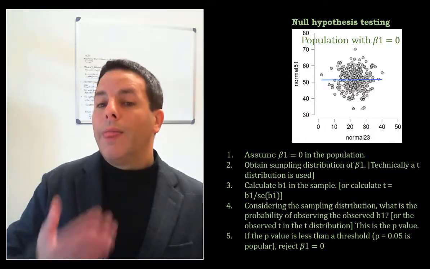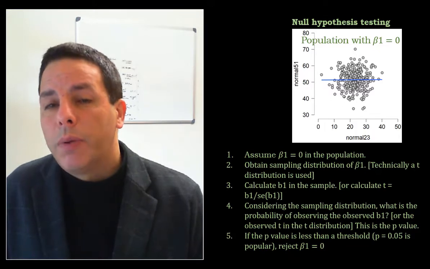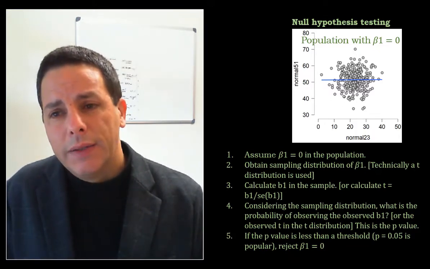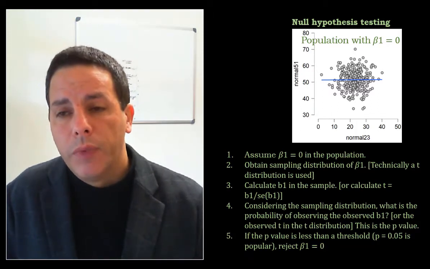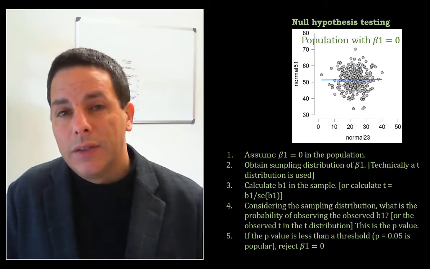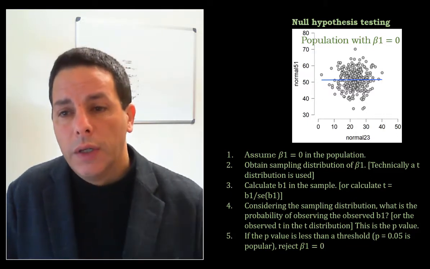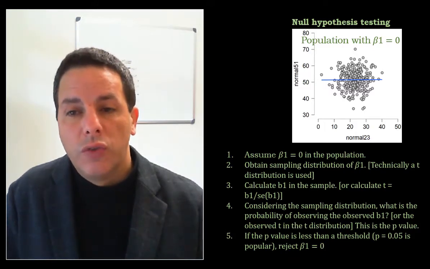Okay, so now comes in handy the reparameterization I did of the model with one parameter. In that reparameterization, I indicated that beta 1 equals 0. So we are assuming that there is no relationship between these two variables.